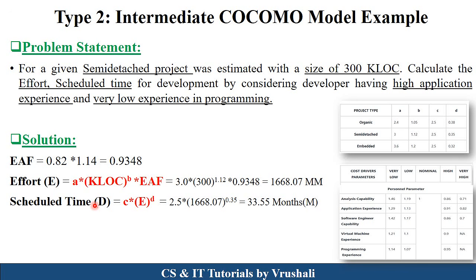Now schedule time. This is the formula. So put in the values of C and D as per this particular table. Value of C is 2.5, value of D is 0.35, and put in the value of E. And the final output is 33.5, meaning 33 months required for completing this particular project. So this is called the intermediate COCOMO model.